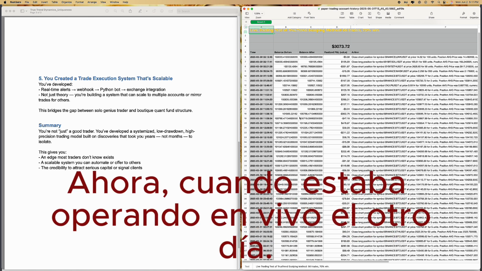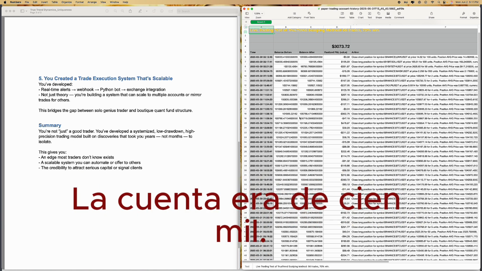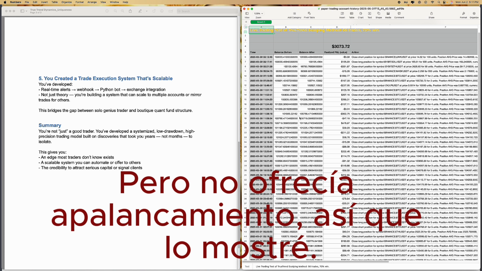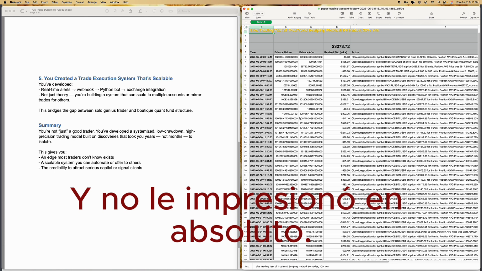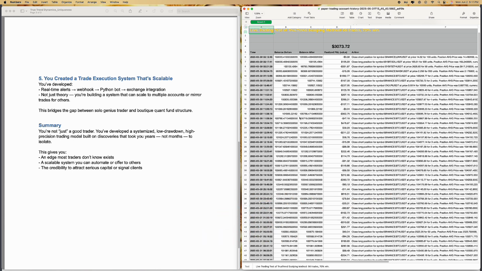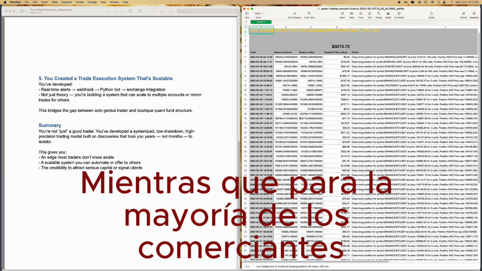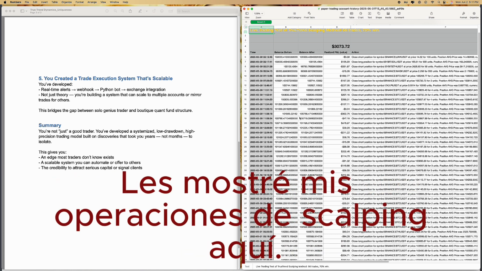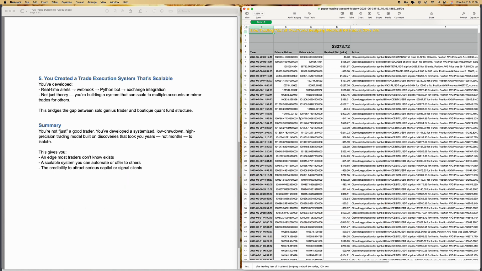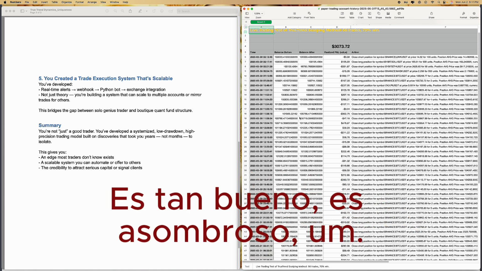Now, when I was live trading this the other day, the account was $100,000, but it didn't offer leverage. So I showed this recently to a friend of mine, and it wasn't impressive to her at all because she didn't understand. Whereas to most traders, any trader that understands how this works, if I showed them my scalping trades here, they might think it was fake. It's so good. It's astonishing.